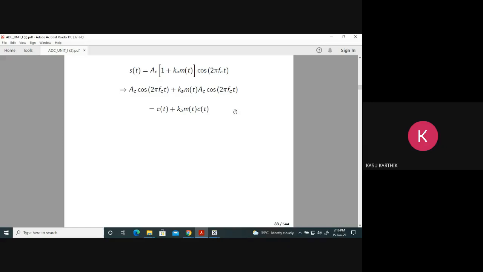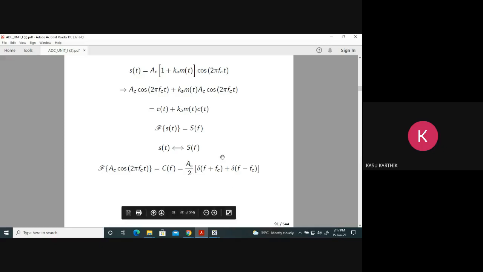Now, the Fourier transform of s of t is S of f. I am taking f only, not omega. Both are alright, but let us go with f. Now, Ac cos 2 pi fct, its Fourier transform is what? I hope you are okay with this. It is Ac by 2 times delta of f plus fc plus delta of f minus fc. Am I correct or not? I am going step by step.